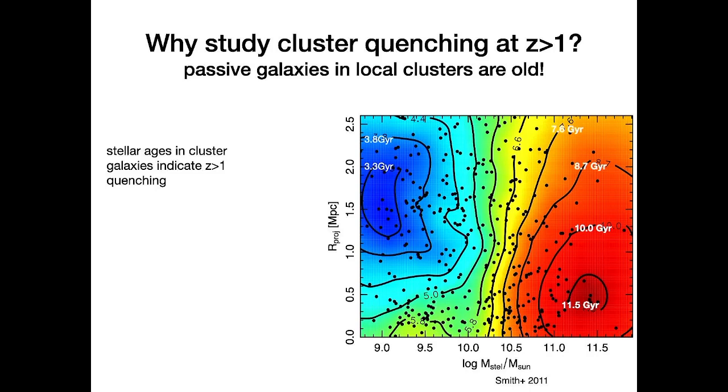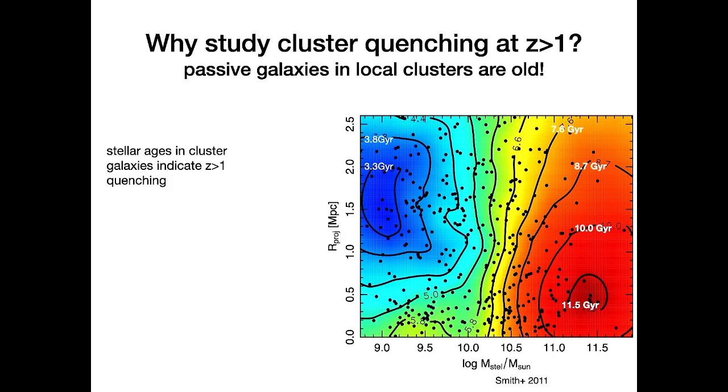If you look at this really nice plot from Smith et al. 2011, where they show stellar ages as a function of projected radius and stellar mass in the Coma cluster, you find that for low mass galaxies, things on the outskirts of the cluster are younger, and things at the center are older. If you go to high stellar masses where everything's basically quenched, even there the galaxies in the center of the cluster have very old ages, and even towards the outskirts of the clusters, their last epoch of star formation was around z of 1 or higher.